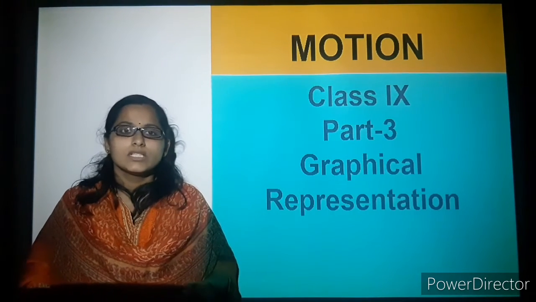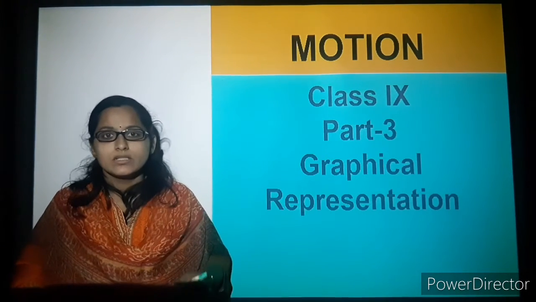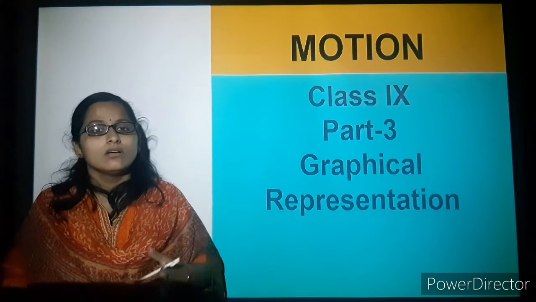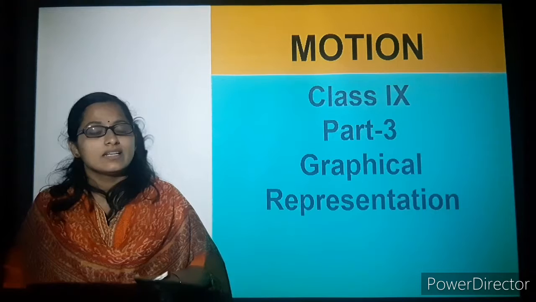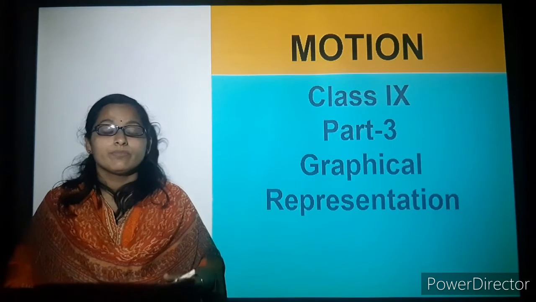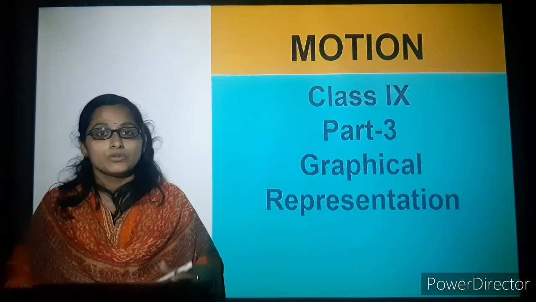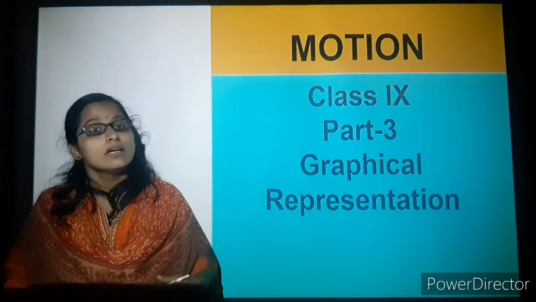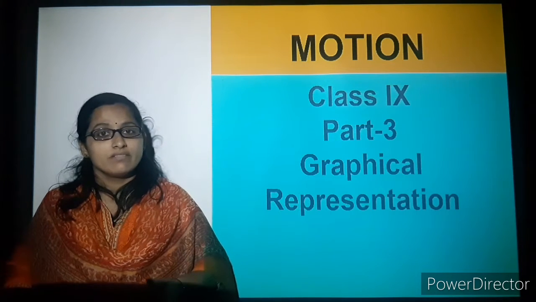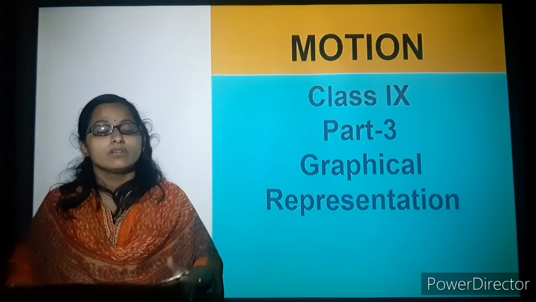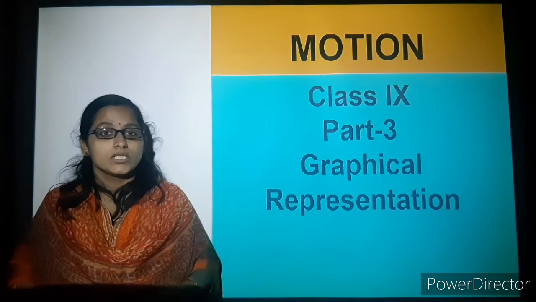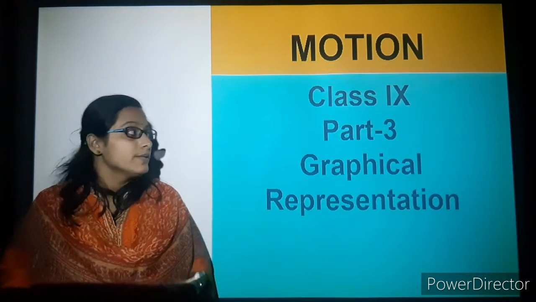Previously we have already studied speed, displacement, distance, acceleration and all with respect to the theoretical aspects. So in this video we will learn about the graphical representation with respect to velocity, displacement, time and acceleration. So this consists of three derivations. But before that, we will learn about certain time graphs with respect to velocity.